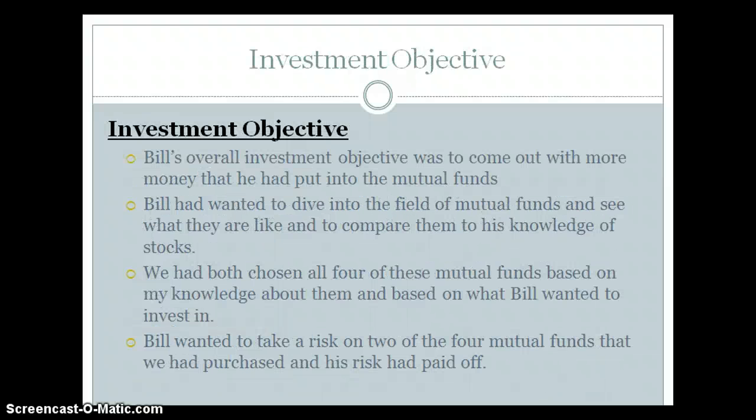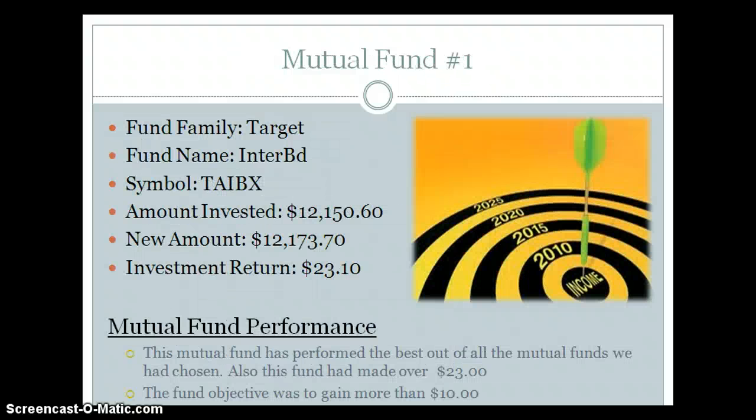Investment objective. Bill's overall investment objective was to come out with more money than he had put into the mutual funds. Bill had wanted to dive into the field of mutual funds and see what they are like and compare them to his knowledge of stocks. We had both chosen all 4 of these mutual funds based on my knowledge about them and based on what Bill wanted to invest in. Bill wanted to take a risk on 2 of the 4 mutual funds that we had purchased, and his risk had paid off.